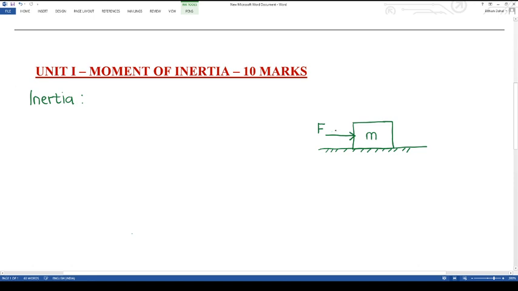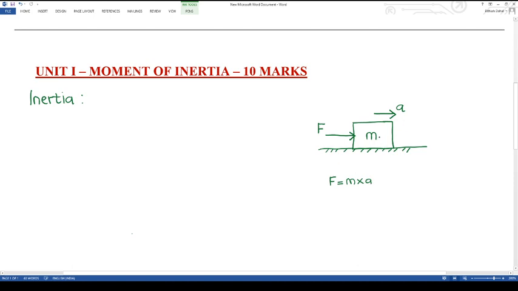So what it is saying is that this body here is completely in rest, and now I want to move this body. To move this body, I have to apply a force, and when I apply a force in this direction, this body will start moving, and it will move in this direction with acceleration a, right? So from the above diagram, I can say that my force is equal to mass into acceleration.